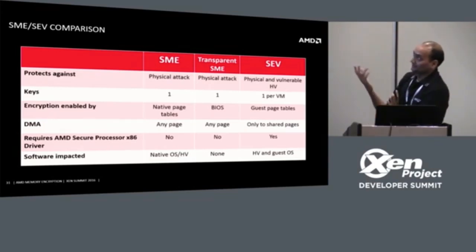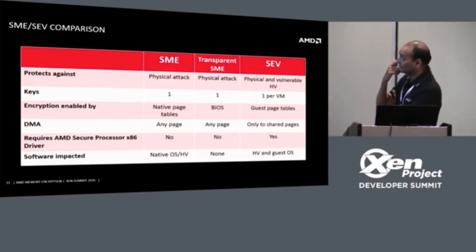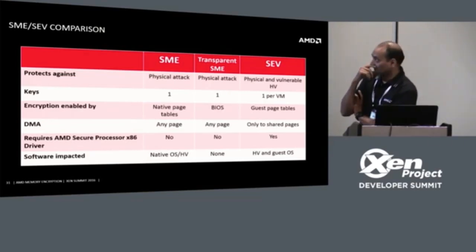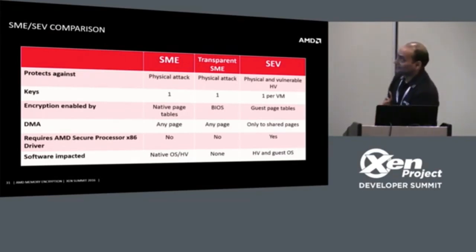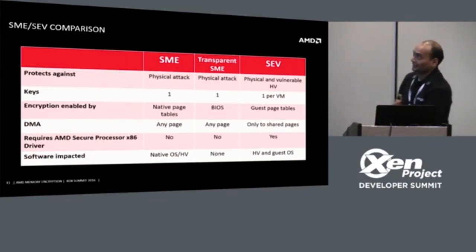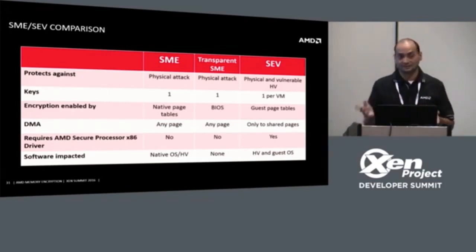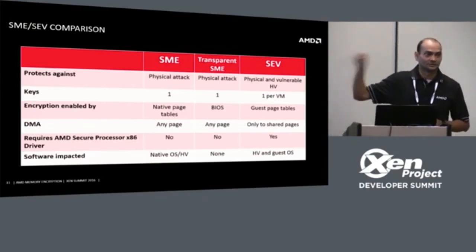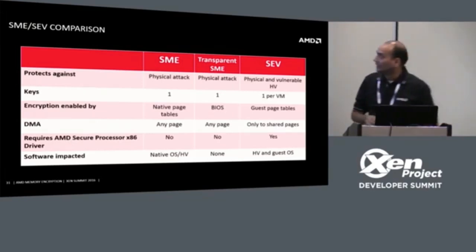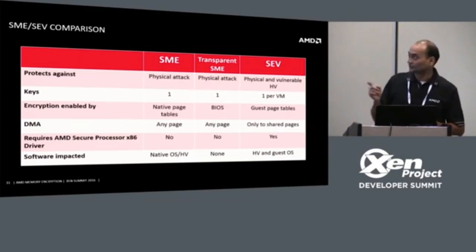In case of SME, there is only one key used for encrypting the entire DRAM. Same is the transparent SME. Whereas in case of SEV, you can get one key per VM. And in case of SME, encryption is enabled by the native page table. The only difference is in transparent SME, encryption is enabled by the BIOS. So once you enable it, you forget it. And in case of SEV, the guest page table is the one which controls the encryption.